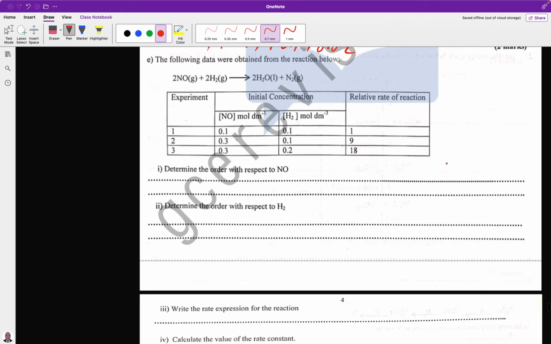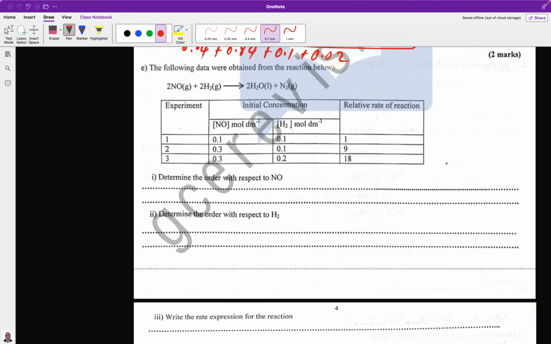Okay, it takes us to the E part of it. On rates of chemical reaction, the following data were obtained from the reaction below. So now that is the reaction. We have been given the concentration of the two reactants and the rate of reaction. Now, question number 1. Determine the order with respect to NO. In order to determine the order, what do we do? We have to hold this.